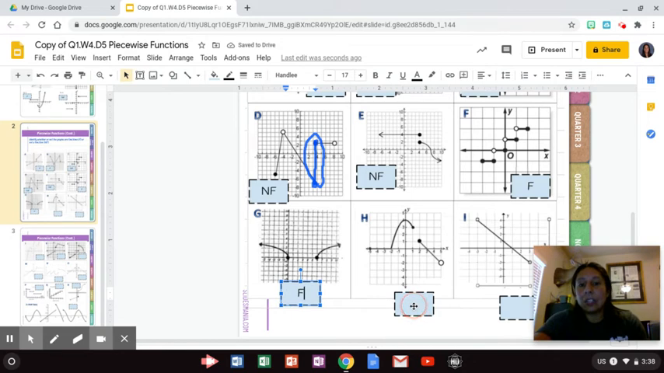H, this one right here, if I were to draw a line going up and down, it would only hit 1 point at a time. So H is a function.